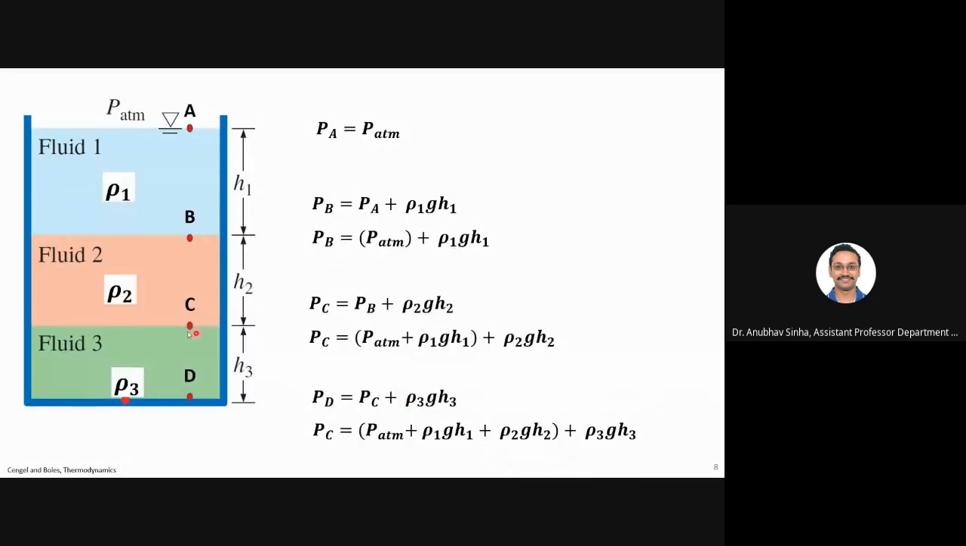Similarly, suppose I want to calculate pressure at point B and I know the pressure at point D. I can subtract. If I go up, I will say that PB is equal to PD minus rho 3 GH3 minus rho 2 GH2. Then I will get PB. Is this clear, what I have explained in this slide?